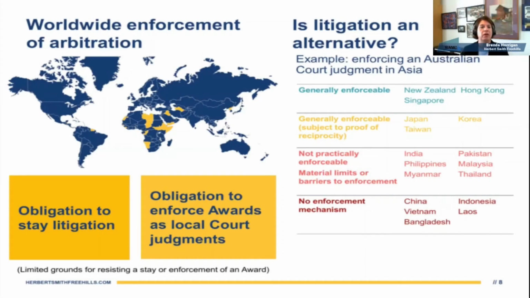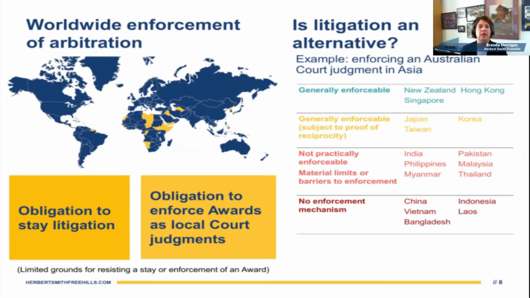The New York Convention really does 2 things. What's most talked about is the obligation to enforce awards as if they were local court judgments. So if you have an arbitration award that's issued from a seat in Singapore, you can take that arbitration award to any of the dark blue countries and get it enforced.